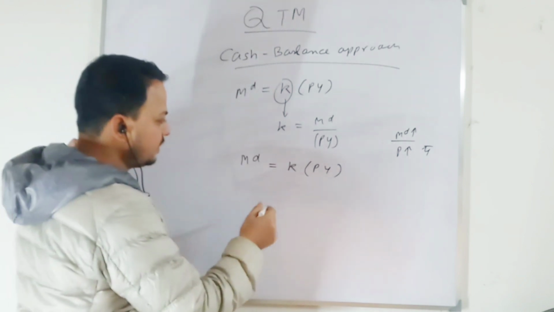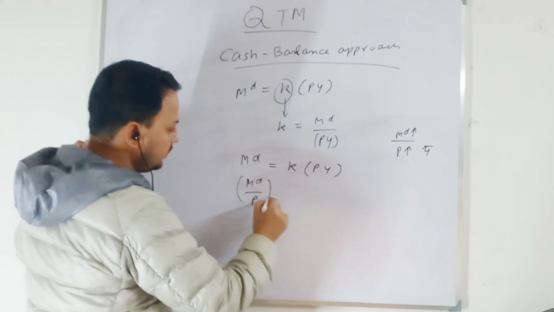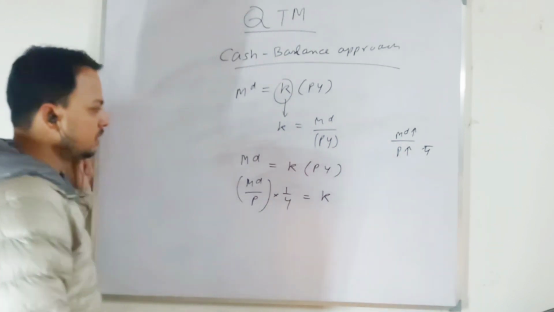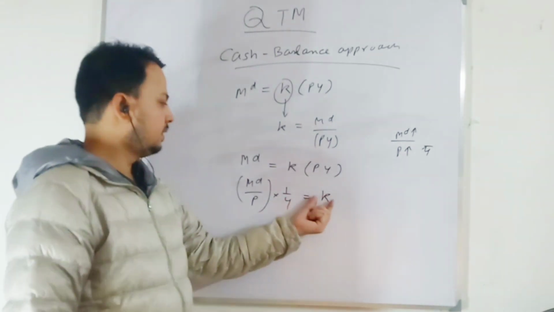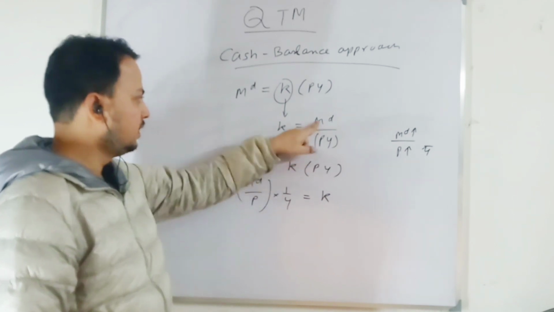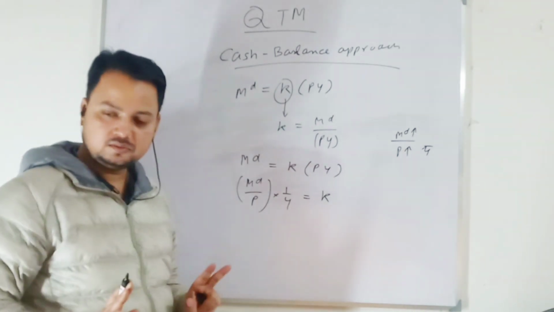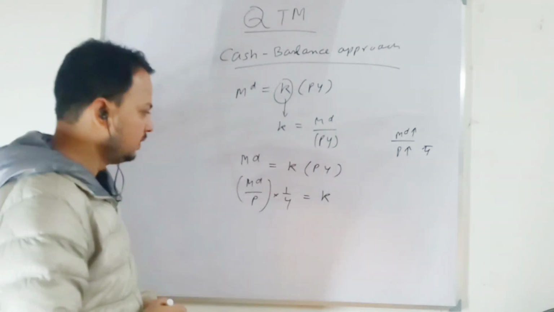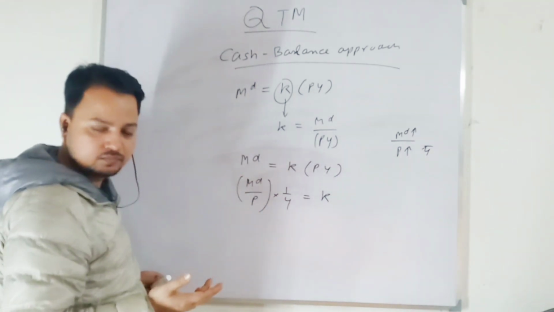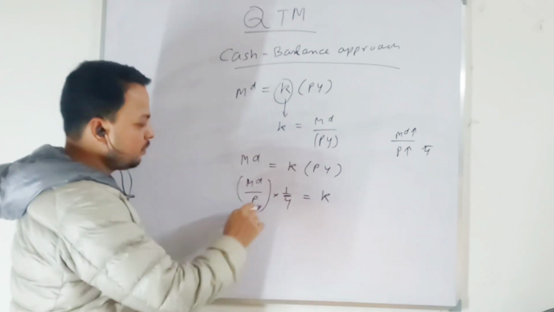Second thing I am saying: look at this term, MD by P into 1 by Y, which I just write separately as equal to K. Or I can say this K represents the proportional relationship between money demand and value of output. It is the same thing I have written, I have just separated it. So this is the real demand for money. Real demand for money, given the output level, is constant.